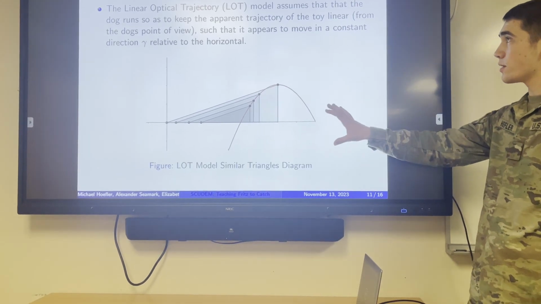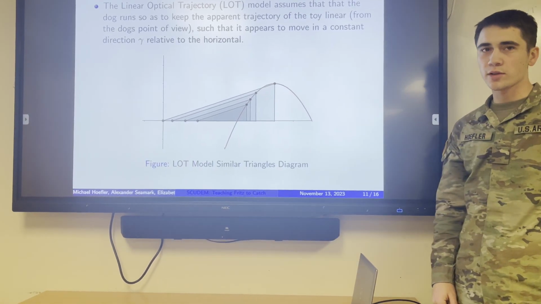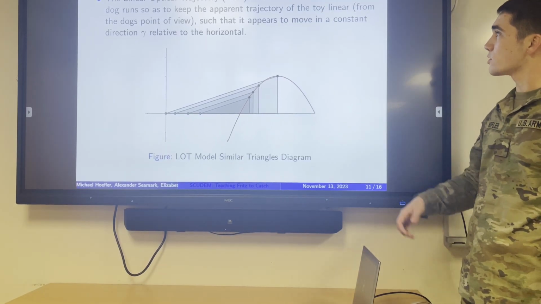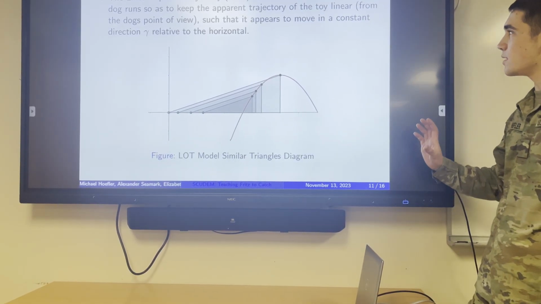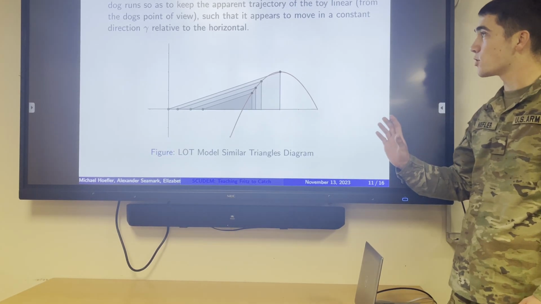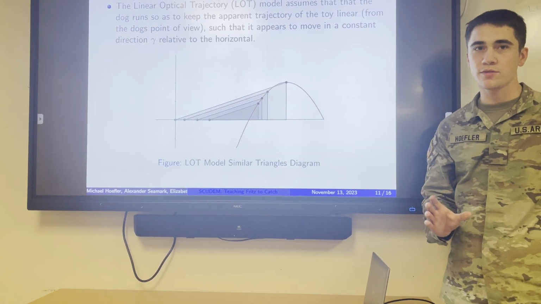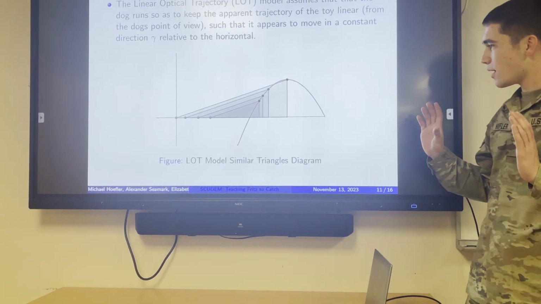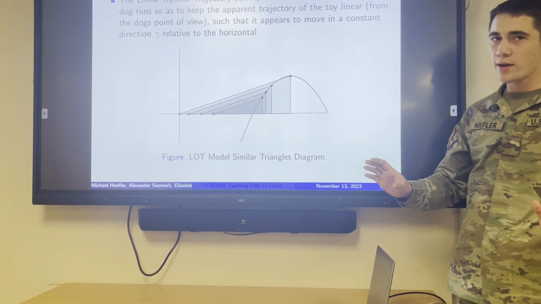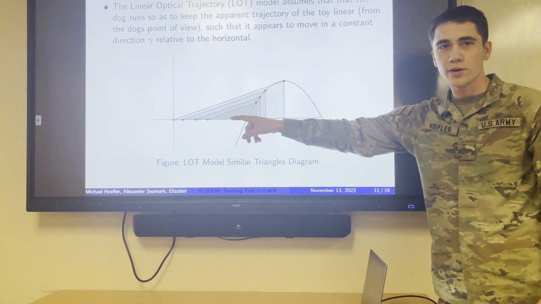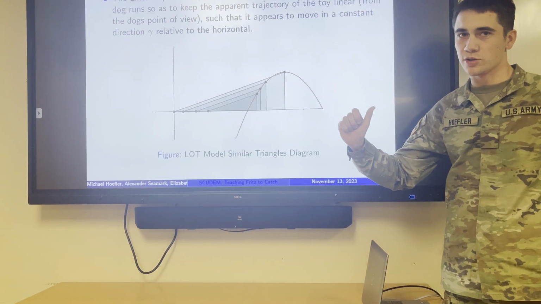So this is called the LOT model. It stands for linear optical trajectory, and basically the model assumes that the dog is going to run to keep the apparent trajectory of the toy linear, so it appears to move in a constant direction relative to the horizontal. That's a little bit confusing, but another way to say it is that this angle is going to stay the same as the dog is approaching the treat.